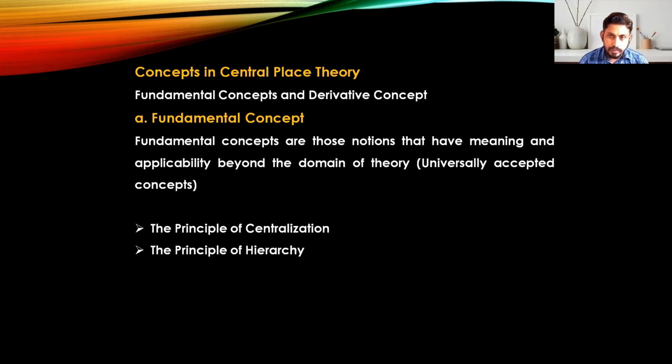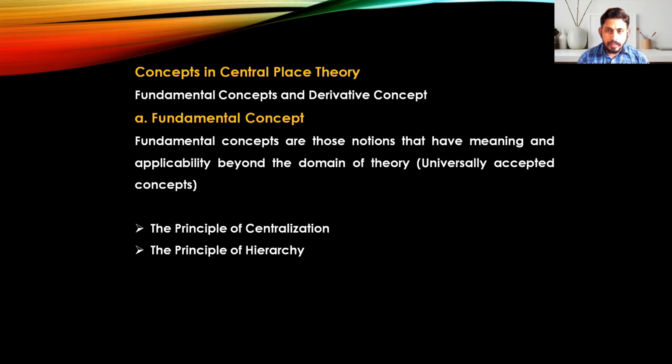Now I'll move towards the second most important concept, the derivative concepts. Derivative concepts are those concepts which were developed by the author in order to support his theory. There are four major derivative concepts that he discussed in his theory: the concept of the central place, the concept of complementary area, threshold population, and range of the good.